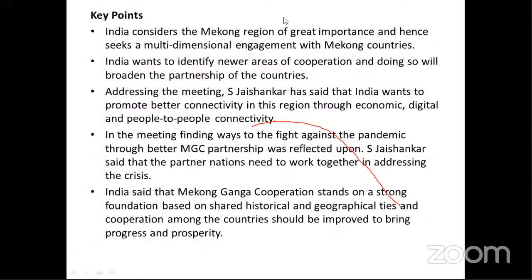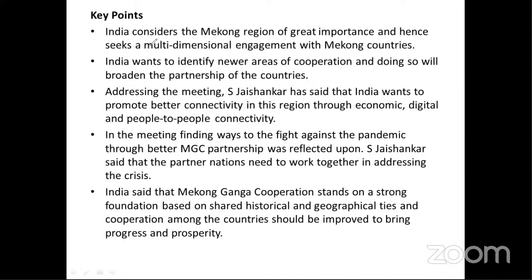So what are the important key points here? India considers the Mekong region of great importance and hence seeks multi-dimensional engagement with Mekong countries. This is an important region in terms of education and tourism, because tourism is one important sector which improves the economic condition of any country. India's northeastern states are more connected with these Southeast Asian countries. So if there is more connection, more people will visit.